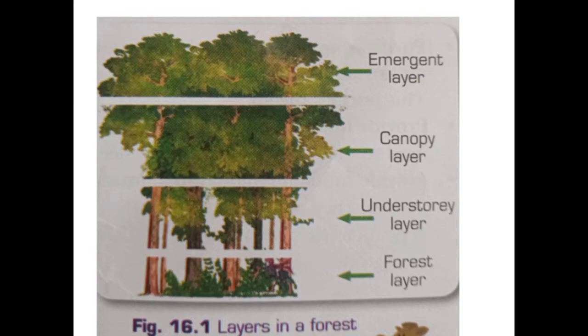The tall trees form the canopy and the smaller trees and shrubs form the understories. Below the understories are the ground flora and herbs which form the lowest layer of the understory.